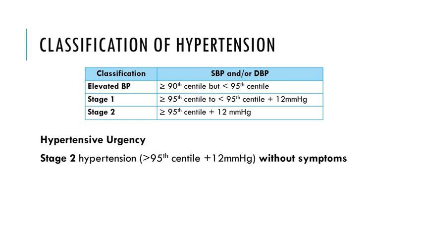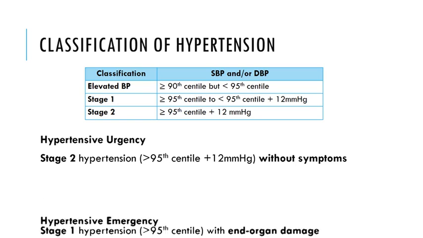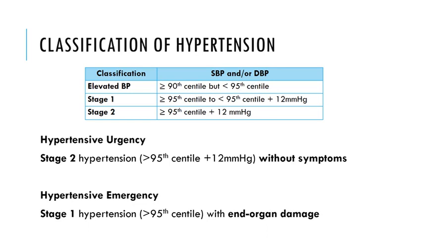If you have stage 2 hypertension without any symptoms, and these are usually just an incidental finding, we refer to these patients as hypertensive urgency. If you have any stage of hypertension, so basically stage 1 or 2, with signs of end organ damage, these are emergency cases.